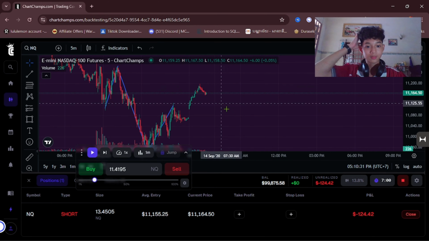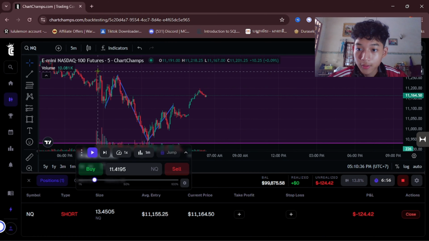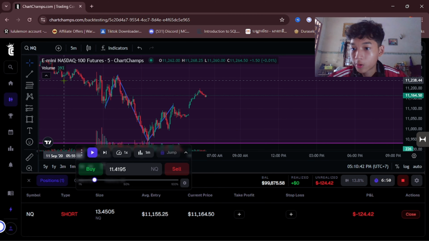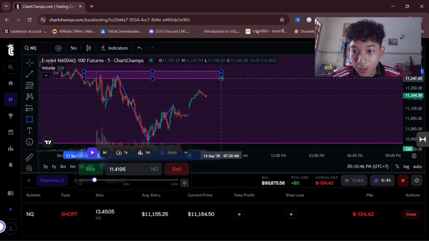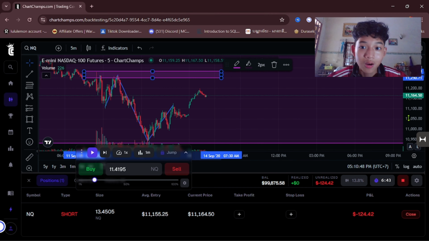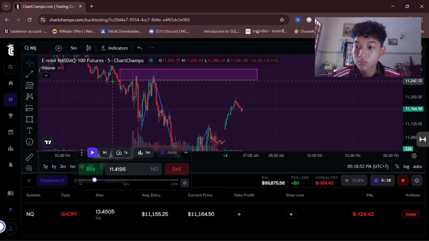Why did I sell here? Well, we're gonna see here. It's in a downswing, and here is the supply zone. You can see down, down. I should have waited for the move. Oh, I'm so far. Okay. Let's see what happens.